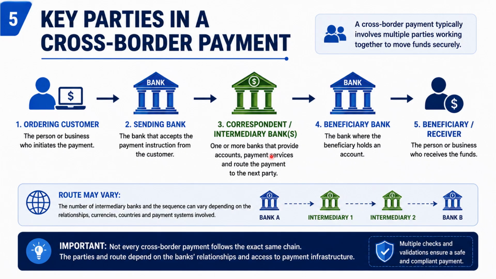A typical cross-border payment may involve several parties. The journey starts with the ordering customer, or sender. The instruction then goes to the sending bank. Depending on the payment route, one or more correspondent or intermediary banks may be involved. The payment ultimately reaches the beneficiary bank, which credits the beneficiary according to the applicable payment process. Remember, not every international payment follows exactly the same route.